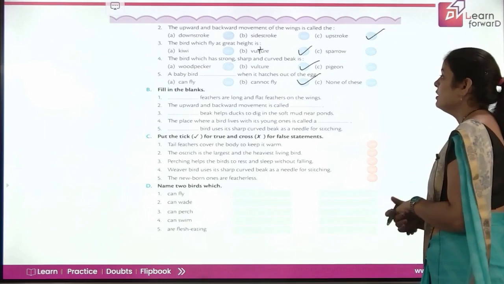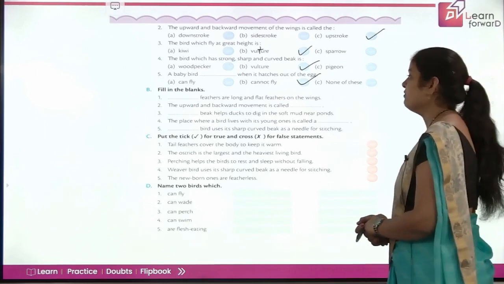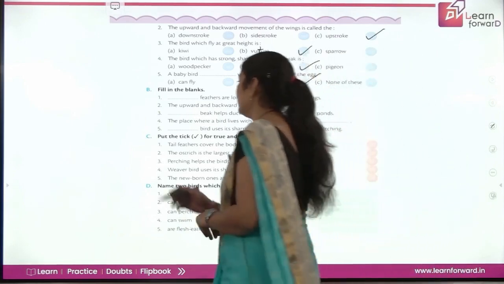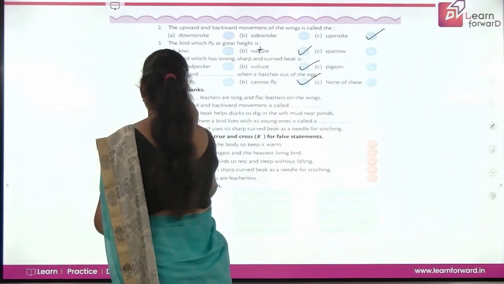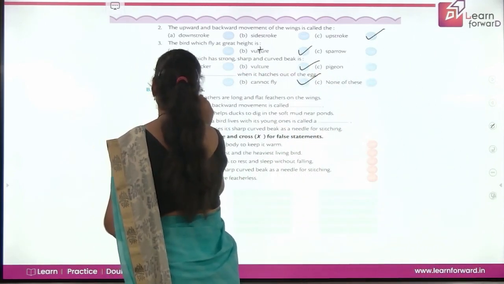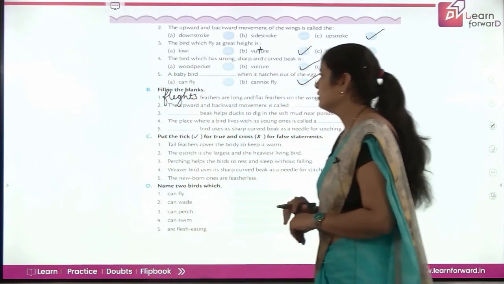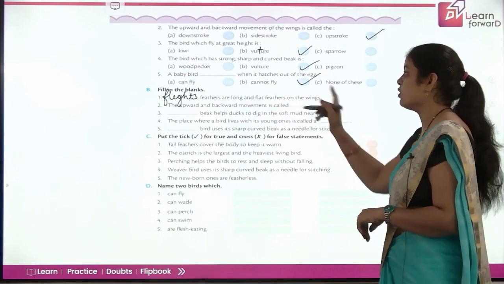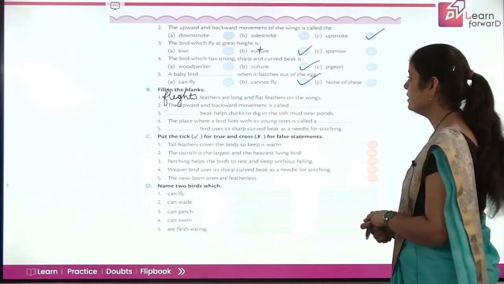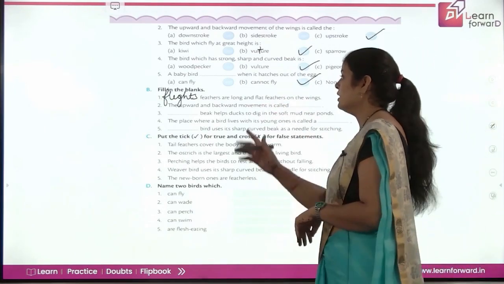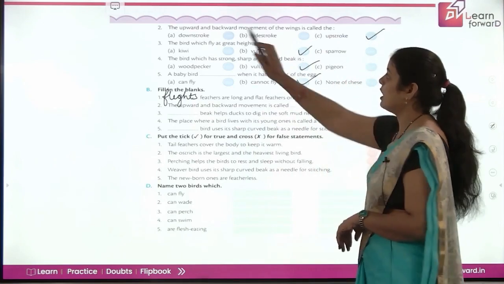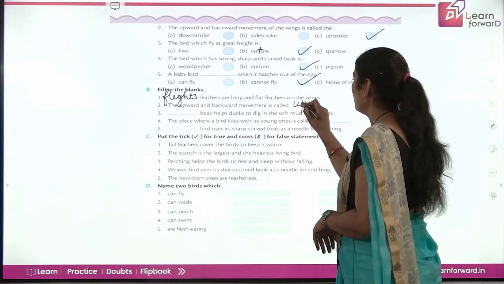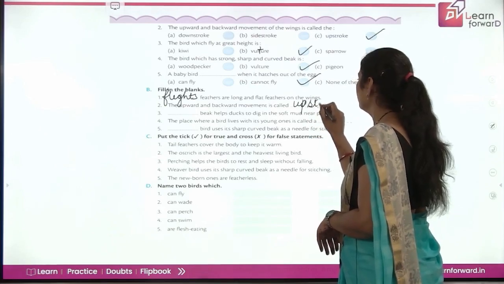Next is dash feathers are long and flat feathers on the wings. Long and flat, these are flight feathers. Okay, you can go back to the chapter. In the first or second slide, it is given that feathers that are long and flat are called flight feathers. They help in flying of the bird. The upward and backward movement is called upstroke.